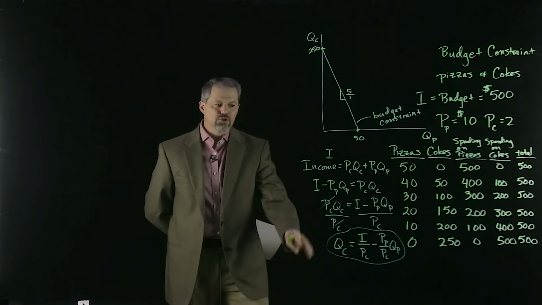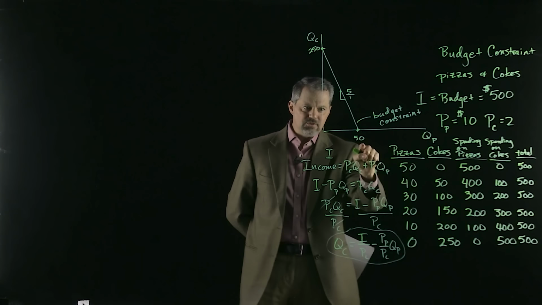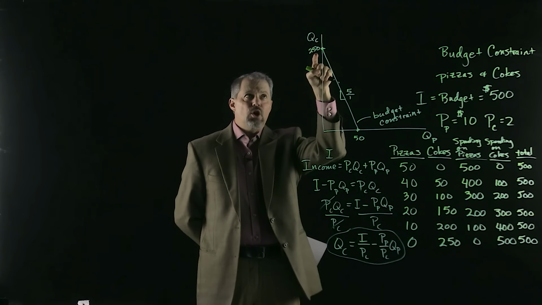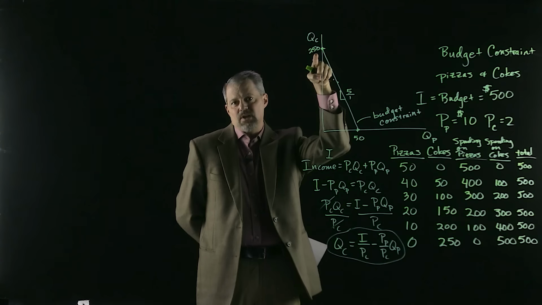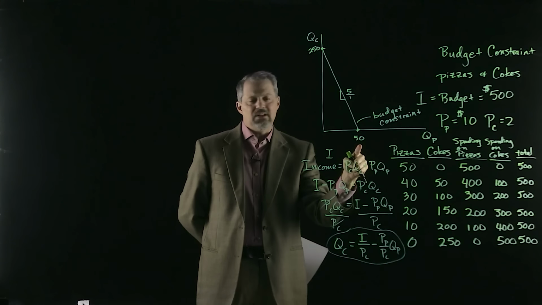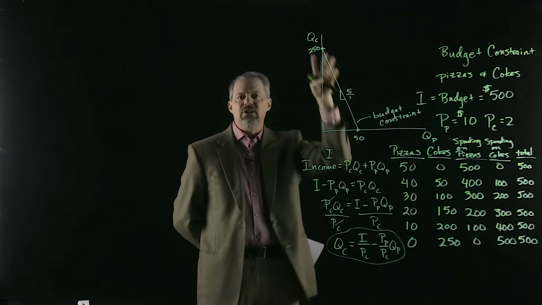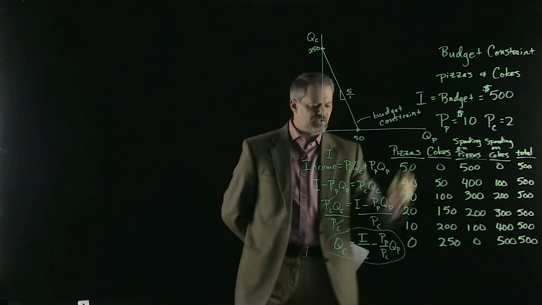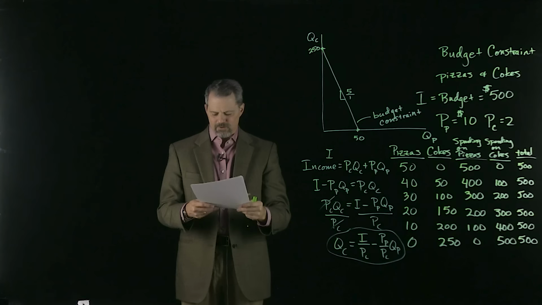So you don't have to write it out like this. You can work through it just by thinking about the endpoints. These endpoints are how many Cokes you could buy if you spent all your money on Cokes. Well, if you had $500 and a Coke costs $2, you can buy 250. This endpoint is how many pizzas you can buy if you spent all of your money on pizzas. Well, if you've got $500 and a pizza costs $10, you can buy 50. So you can easily graph this budget constraint with just this information. You don't have to do that, but that may give you a better idea of where it's coming from.